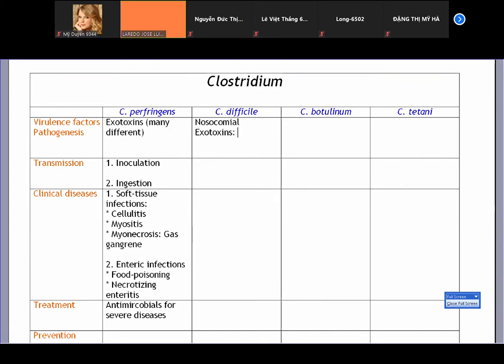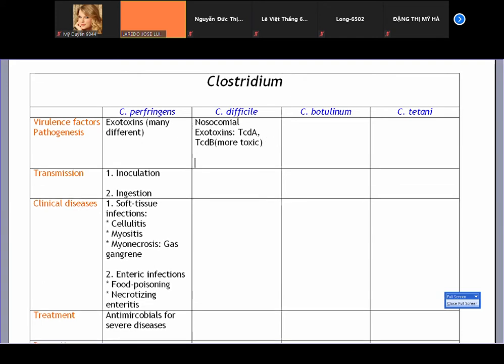These exotoxins are mainly two. The TcdA, these are the names. The names are not important. And the TcdB. The TcdB is more toxic. But the names are not important. So what happens here?